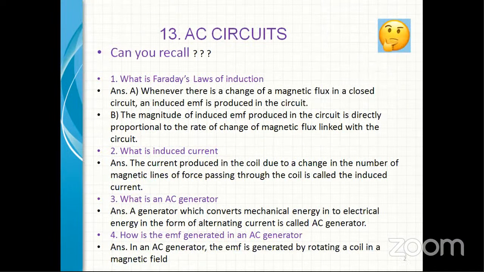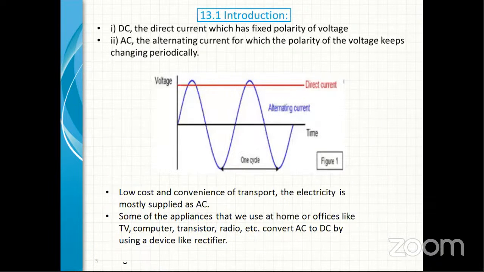In the last lecture we studied Faraday's laws of induction, then what is induced current, then what is an AC generator, and how the EMF is generated in an AC generator. We also learned what is meant by DC current and AC current. DC means direct current and AC means alternating current, which is sinusoidal.